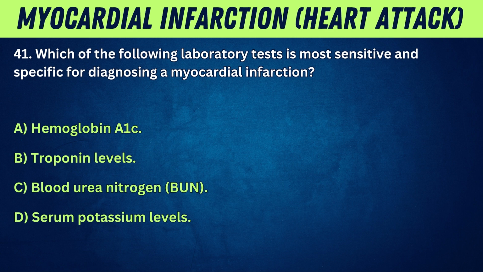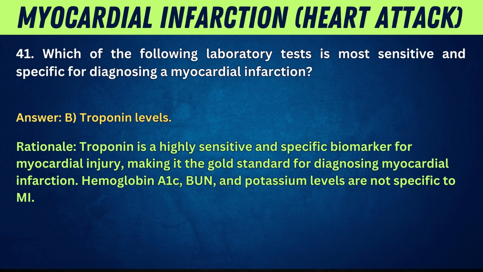41. Which of the following laboratory tests is most sensitive and specific for diagnosing a myocardial infarction? A. Hemoglobin A1C. B. Troponin levels. C. Blood urea nitrogen (BUN). D. Serum potassium levels. Answer: B. Troponin levels. Rationale: troponin is a highly sensitive and specific biomarker for myocardial injury, making it the gold standard for diagnosing myocardial infarction. Hemoglobin A1C, BUN, and potassium levels are not specific to MI.